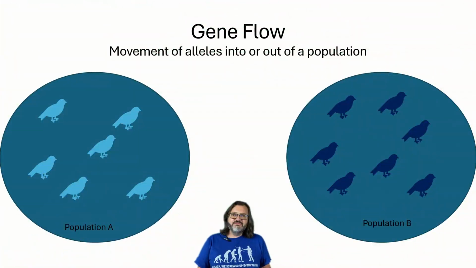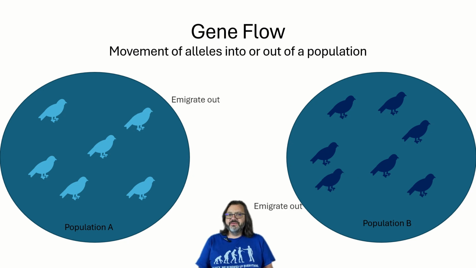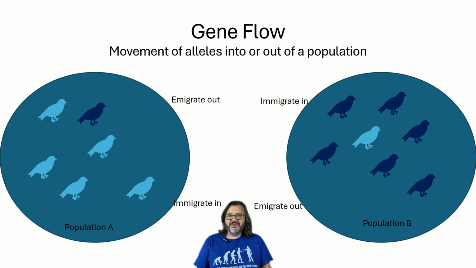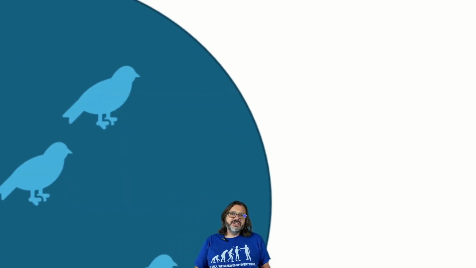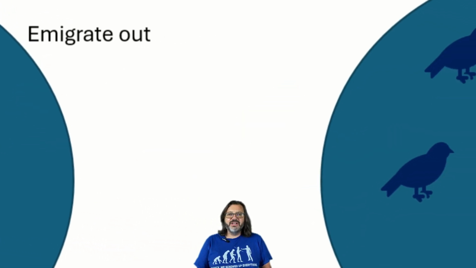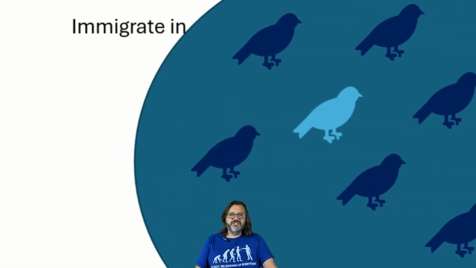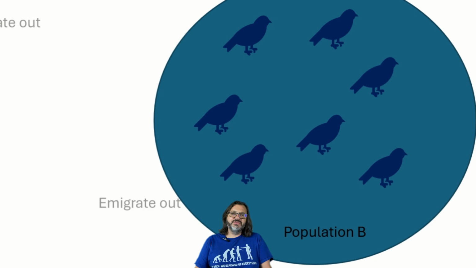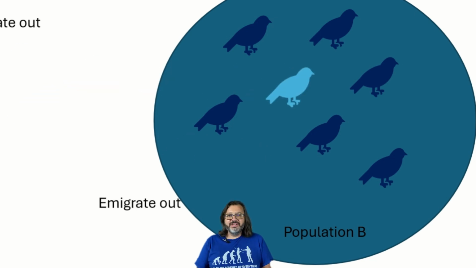Gene flow refers to the movement of alleles from one population to another. This is also referred to as immigration and emigration. Now, I emphasize the E in emigration since both words technically sound the same. Immigration is when new individuals enter a population, thus adding their genes to the gene pool, while emigration is when individuals leave a population, taking their genes out of the gene pool.